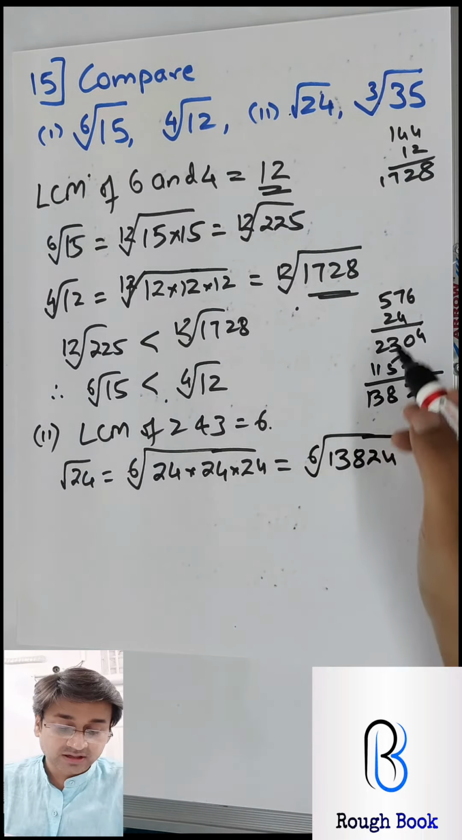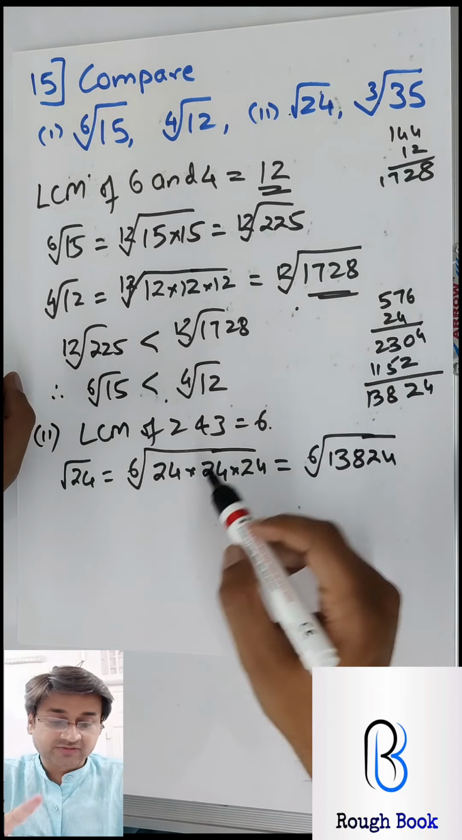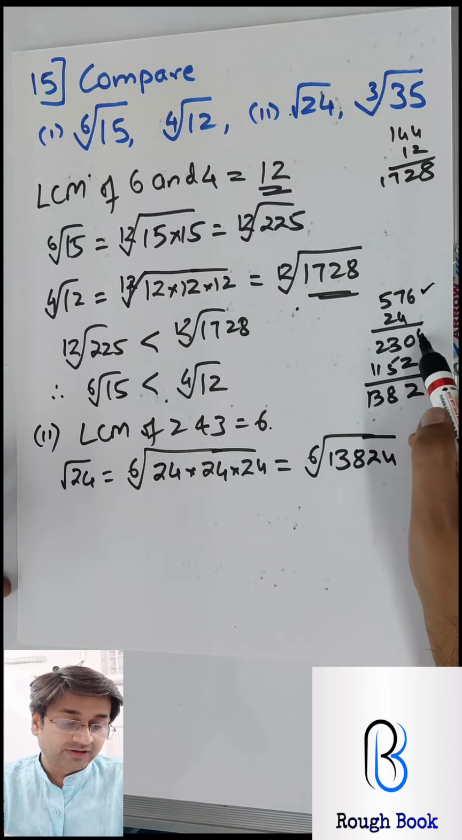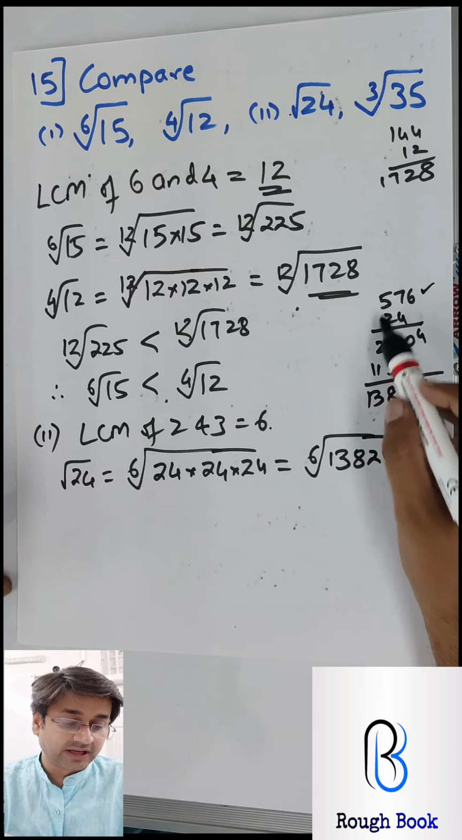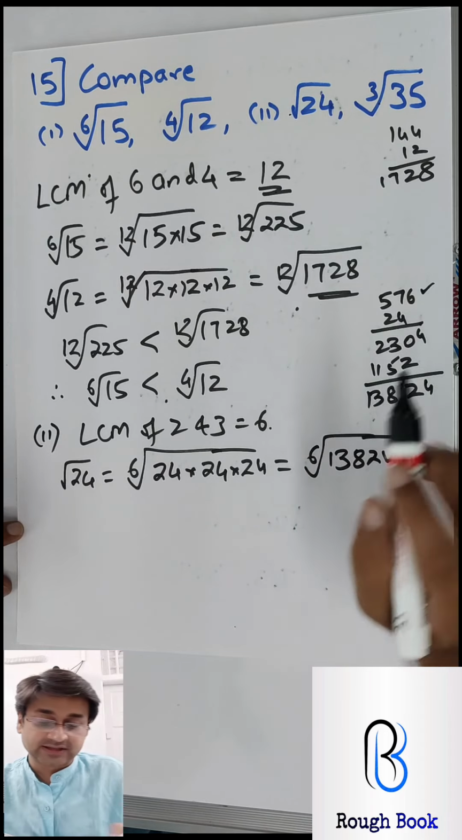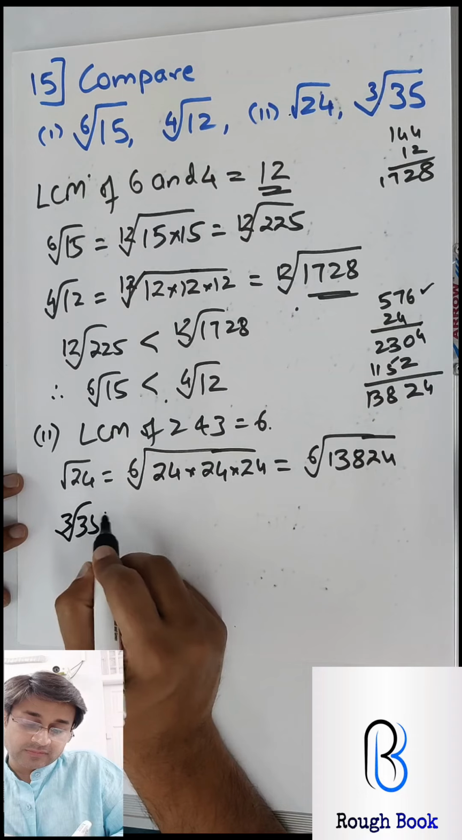I'm not sure if it is correct. 4 square 16, 8, 16, 17, 5. This is correct. 24, 30, 23. 12, 15, 11. Correct. So 4, 2, 8, 3. Yeah, that's all right. Now for the next part, 3 root 35.